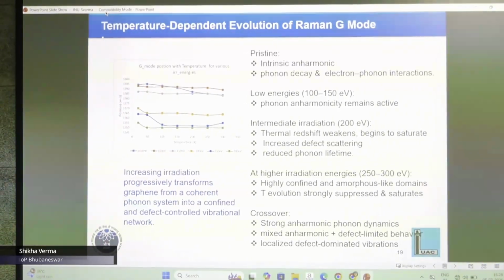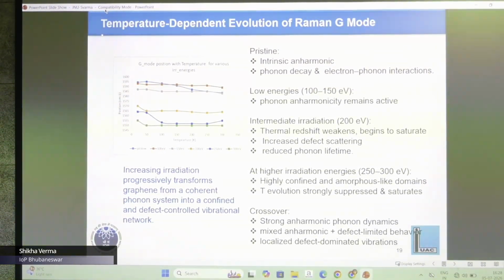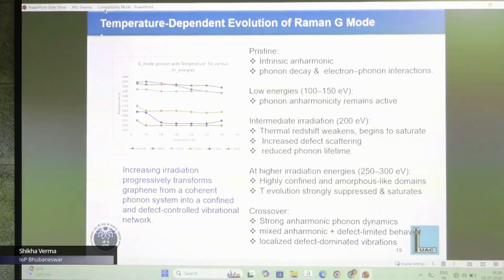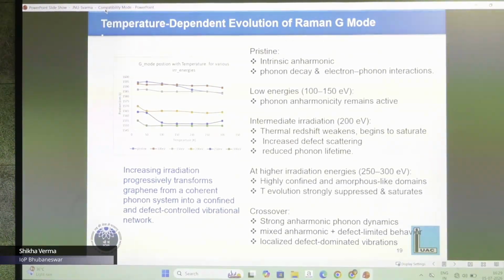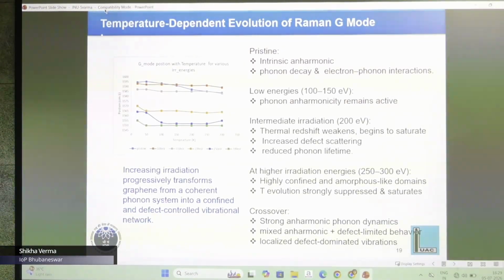The blue one is what the pristine looks like, and this is as expected from the reference. Whereas these are the ones which are quantum dots, with increasing, decreasing size of quantum dots, and the last one is the amorphized. So this is basically showing an interplay between the size and the defect. Here the defects are increased, so the slope of the curves, you can see, these are still under publication mode. So increasing irradiation progressively transforms graphene from a coherent phonon system into a confined and defect controlled vibration.